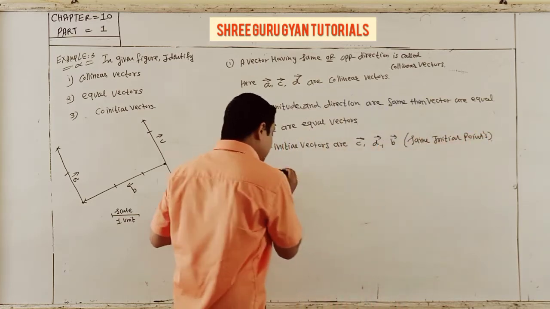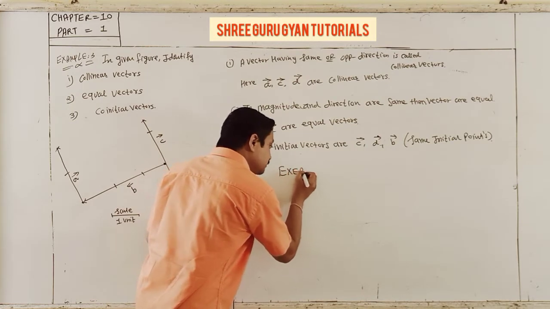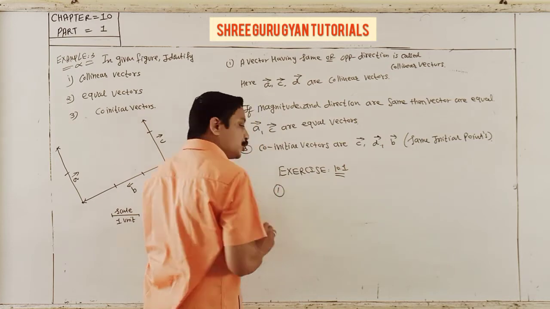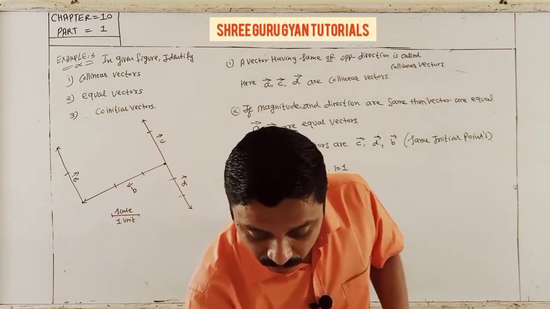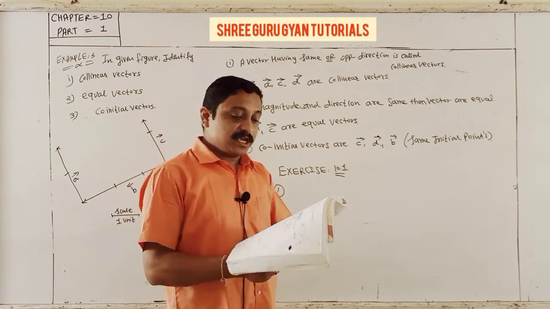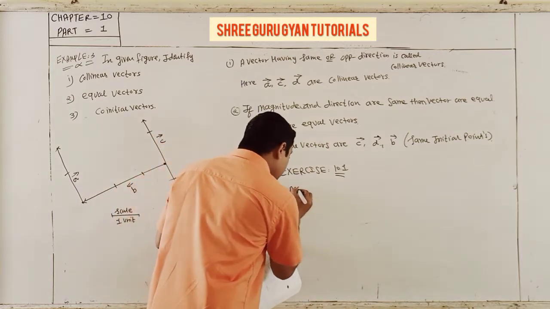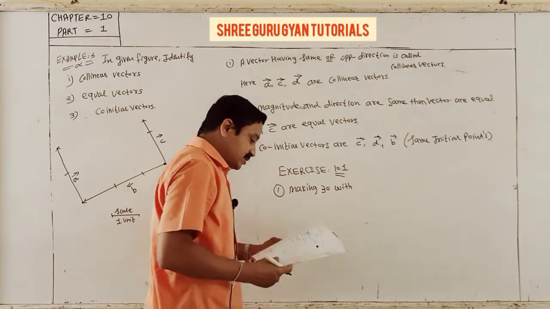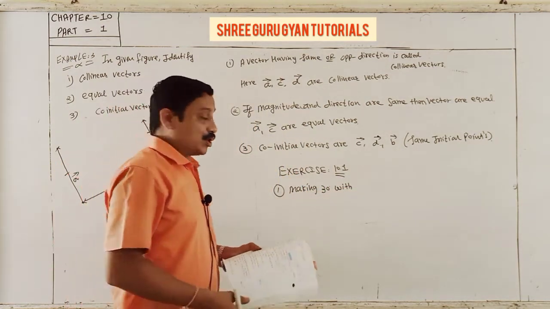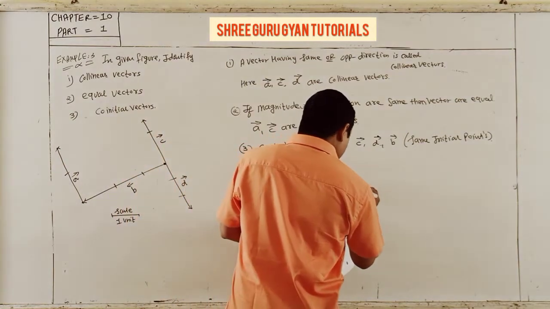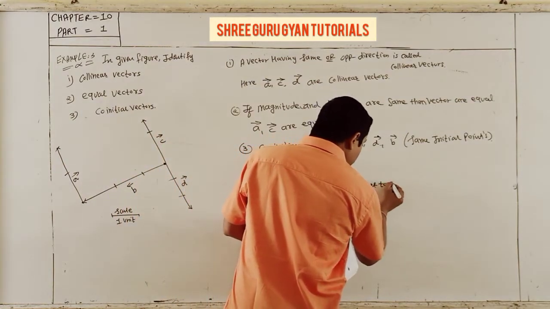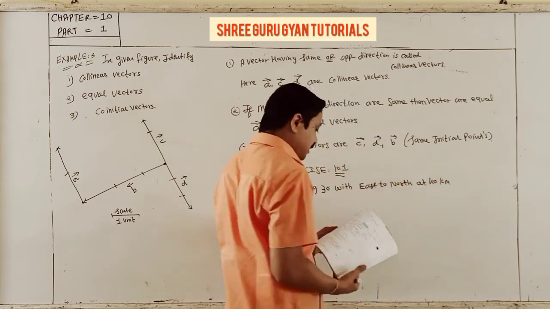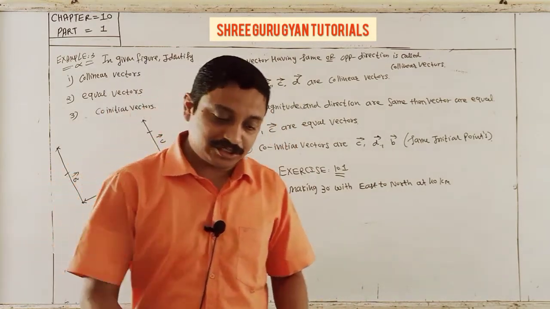Now, students, I will start our exercise first. 10.1. Draw the sketch of the given vectors making 30 degrees. Yes, making 30 degrees from east to north, at a distance of 40 kilometers. Yes, north to east, or east to north.